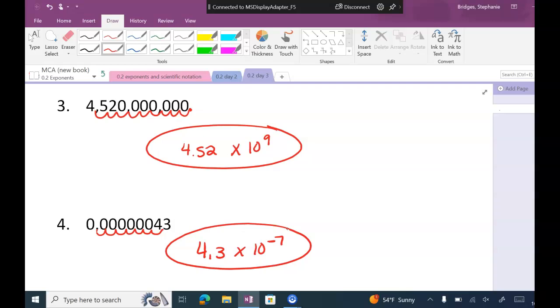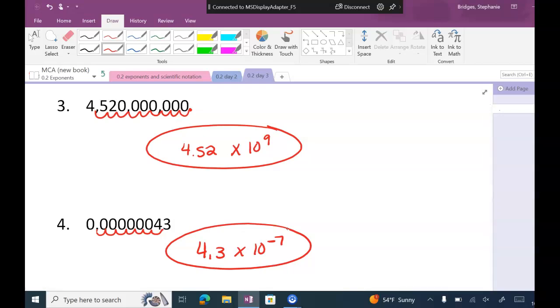Anybody have any questions? Okay. On going from a number to scientific notation, just count your decimals. If it's big, the exponent is positive. If it's small, the exponent is negative, however many times you move.